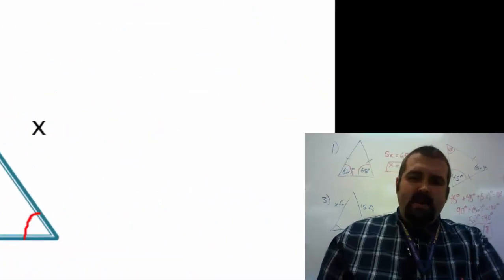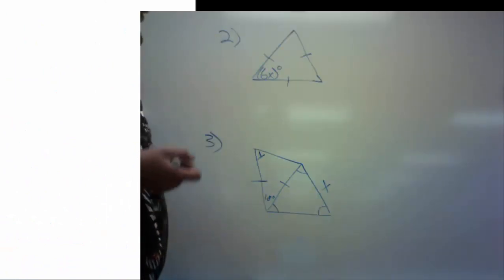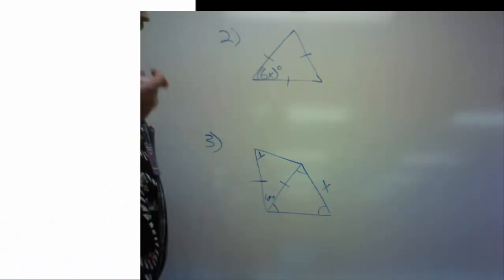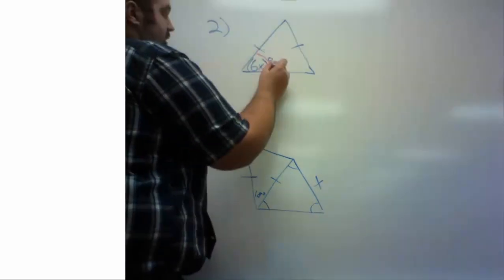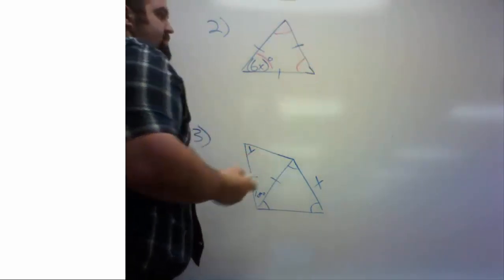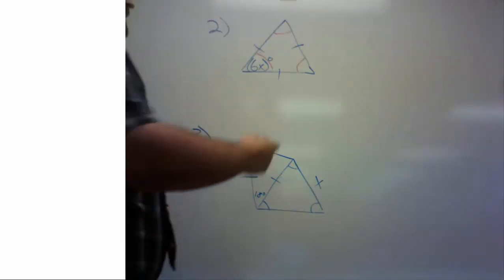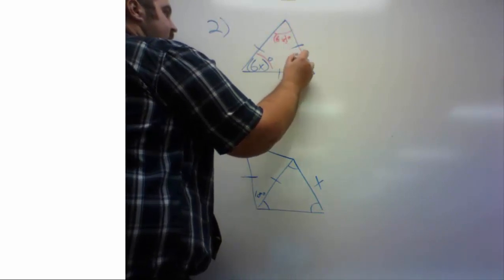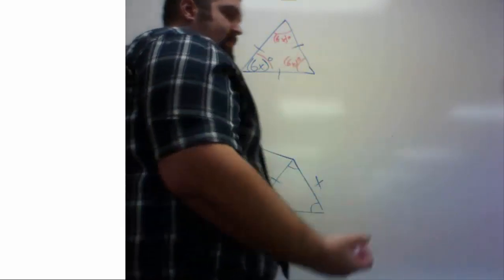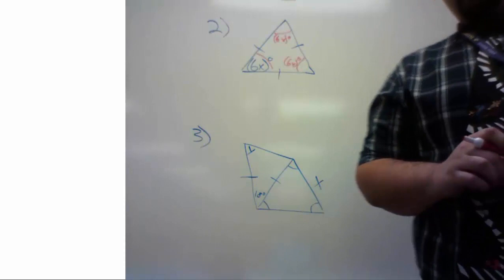Alright, 2 and 3 I'm going to put on the backboard. For number 2 up here, I look, it's equilateral. I have 3 sides marked congruent, so therefore these 3 angles are also congruent. If those 3 angles are congruent, that means they're all the same angle. That means this is 6x degrees here, and this is 6x degrees here. So what I have is 3 6x degree angles.